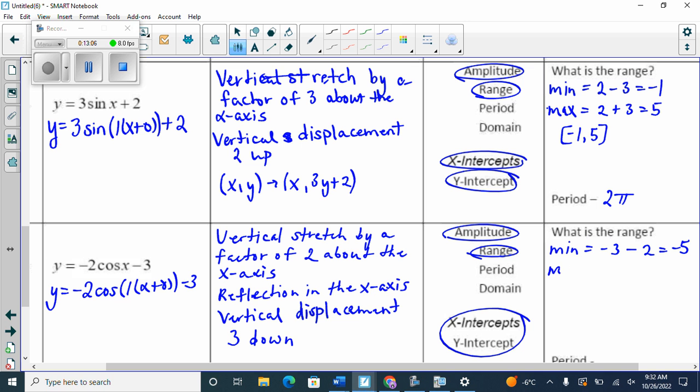The maximum is -3 plus 2, which is -1. So here in set notation, it's y such that -5 is less than or equal to y is less than or equal to -1 by here. And the period is 2 pi. Okay, then we're flipping over.